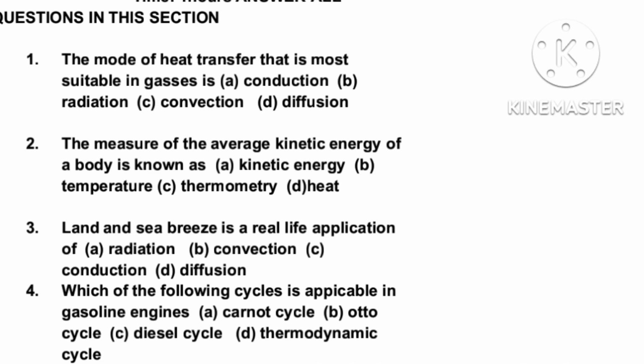Now, the only cycle that converts chemical energy into thermal energy is the Otto cycle. So in most cases, it converts from the chemical energy to thermal energy, then finally it moves into the action of motion. So the right option for number four is option B, that's Otto cycle.